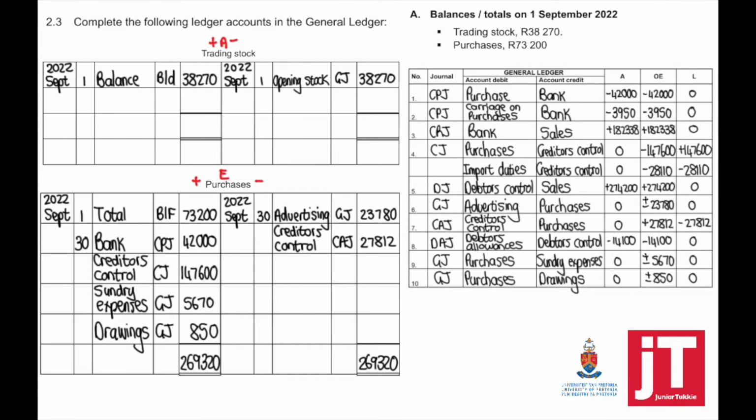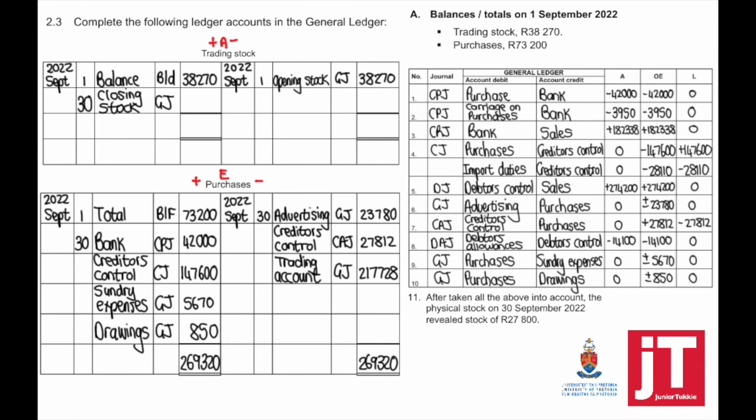Once we've taken all the transactions from the accounting equation and we've posted it to the purchases account, we can close off the purchase account. This is an expense account which is closed off to the trading account. If you take the credit side, the total minus everything there, that becomes your balancing figure, which will go to the trading account.